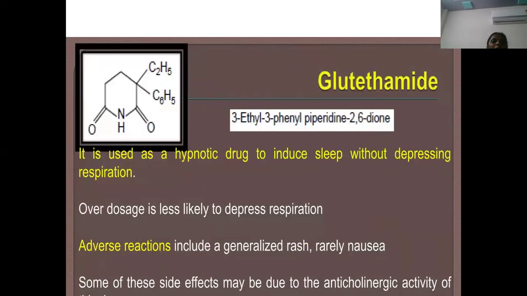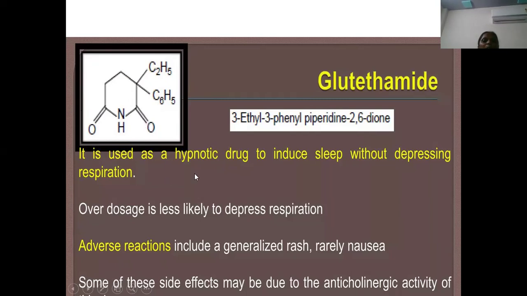Next, coming to the glutethimide. So this is the structure of glutethimide. In this structure, piperidine is the basic nucleus. Piperidine means it is a 6-membered ring system along with 1 nitrogen present at first position. Okay. So along with the 2 C double bond O groups present in this structure. At this position, we have ethyl and phenyl group present. Okay. 3 ethyl, 3 phenyl. Piperidine, already you know that this is the structure of piperidine. 2,6-dione. Dione means due to the presence of 2 C double bond O groups in that structure. So this is the structure of glutethimide.